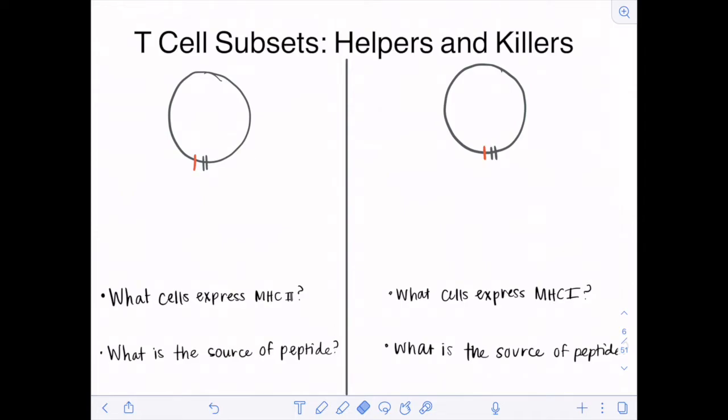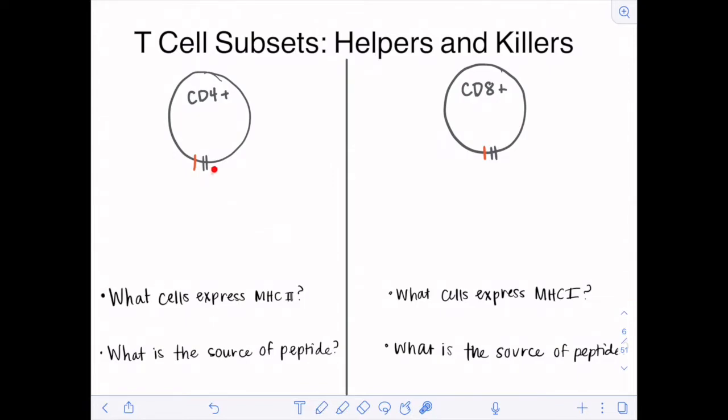Okay, class, I want to review a little bit of what we've talked about and then introduce some new material. So, we've already discussed the two main subsets of T cells. These are CD4 positive T cells and CD8 positive T cells.